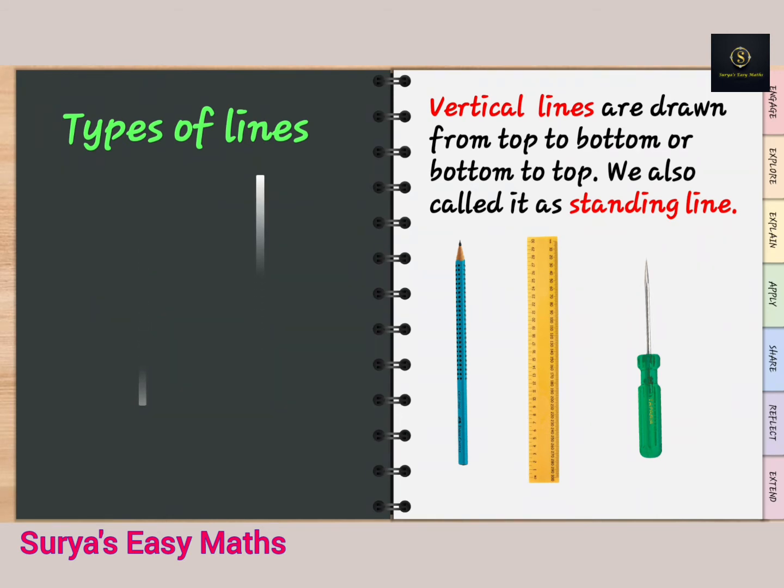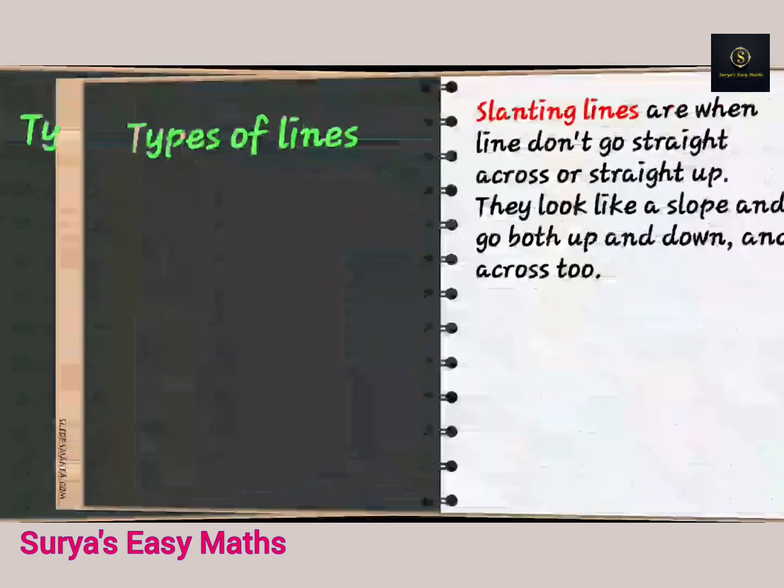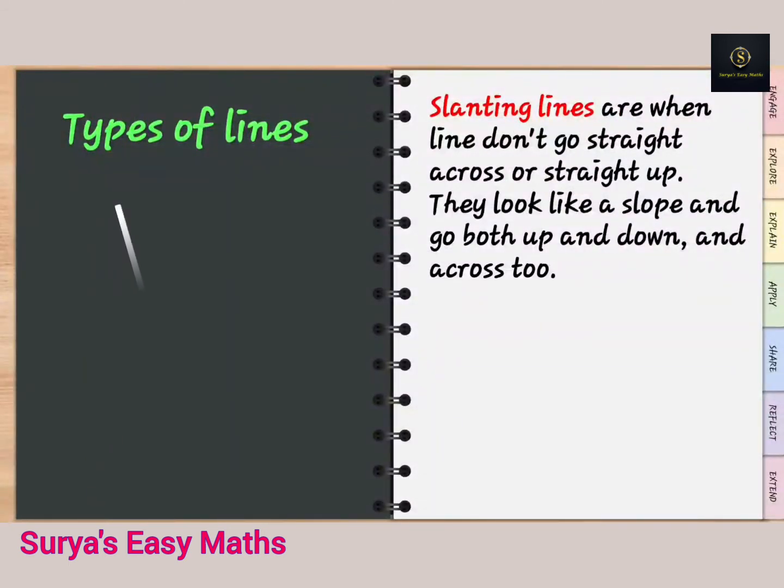Now let us know what is slanting line. Slanting lines are when lines don't go straight across or straight up. They look like a slope and go both up and down and across too.